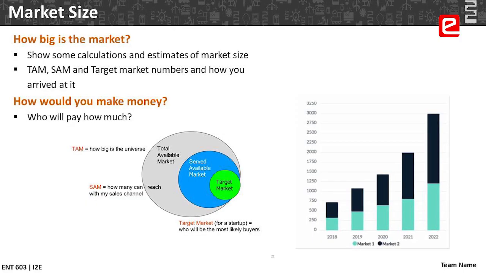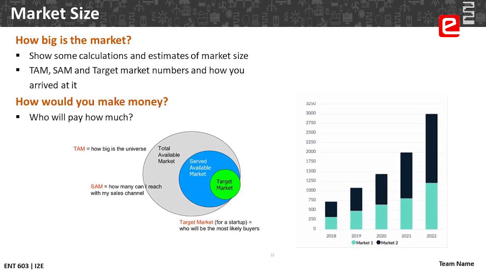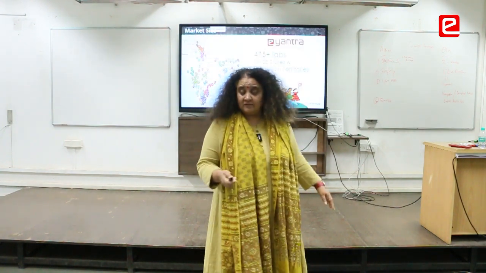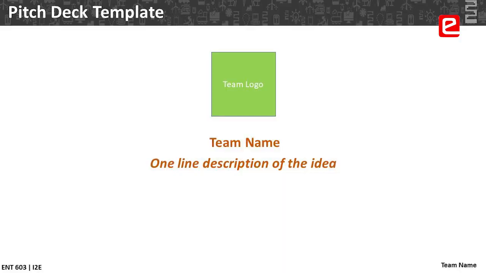This is a very nice looking slide, but it means nothing. All you are trying to say is, how large is this opportunity? That's okay. And the third slide is not here, which is, who's your customer? And there's a segment and there's a pen picture. I'll now go back to my deck. One line description of idea.